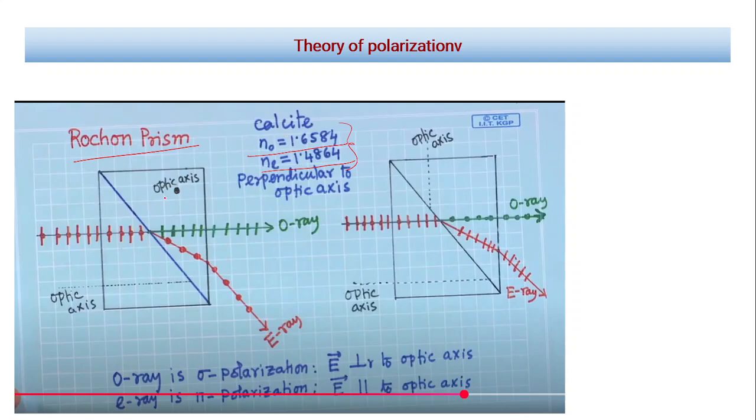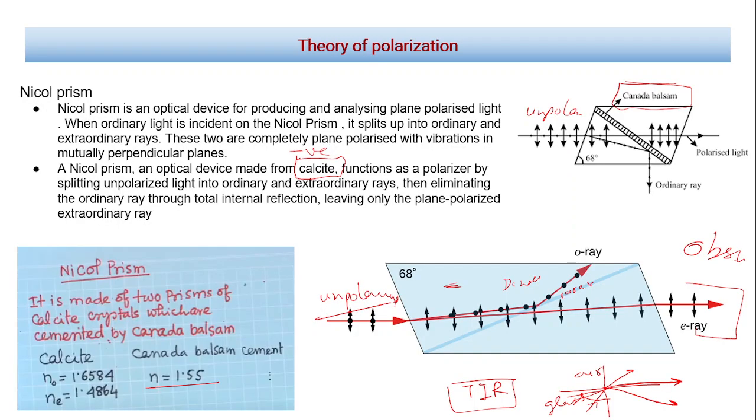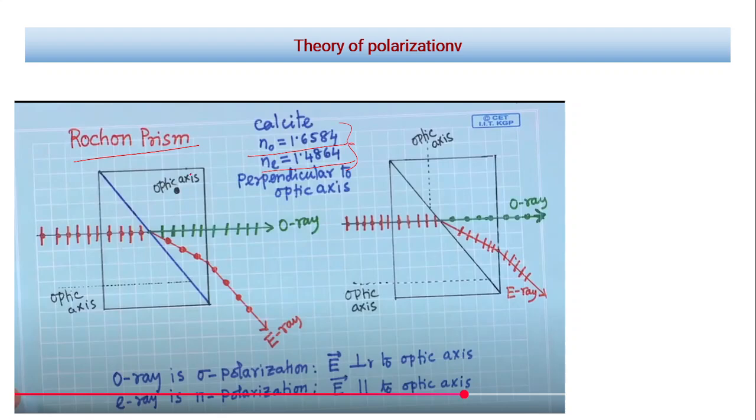Now here we again make the same kind of arrangement and we paste these two together using Canada balsam cement. And then here what we see is, for one part, the optics axis is in this direction and the incident light is parallel to this. Whereas for the other part that we have pasted, the optics axis is perpendicular to the plane of the screen right now. It's perpendicular to the screen. So these two have optics axes along different directions.